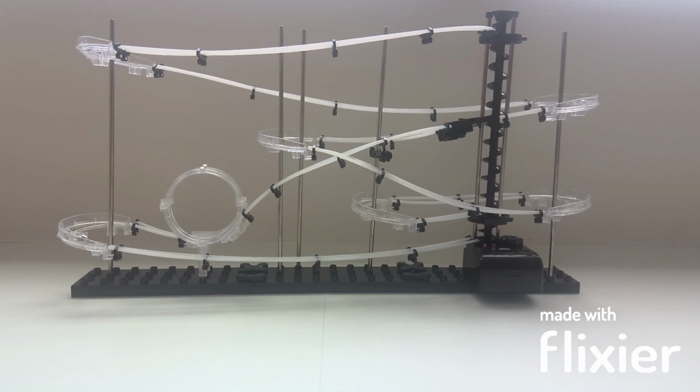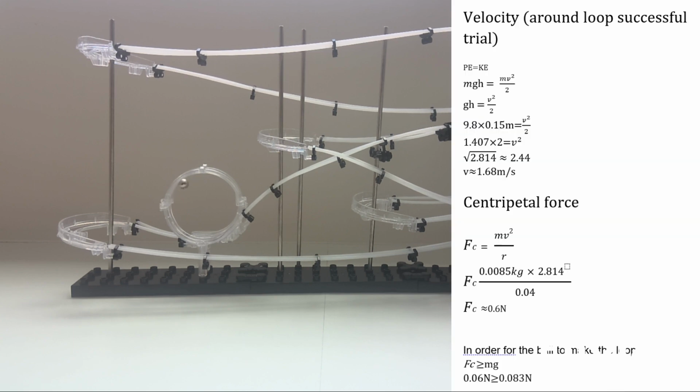In order for an object or a ball to make its way around a loop, the centripetal force must be greater than the normal force or weight of the object. In this case, the centripetal force is 0.6 newtons and the weight or normal force is 0.083 newtons, meaning the ball was able to make its way along the track.